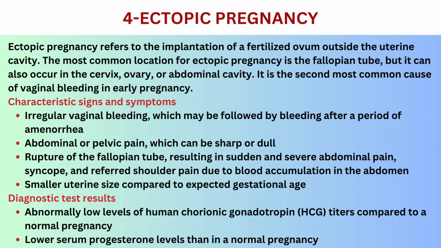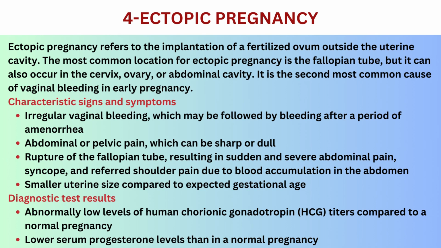The characteristic signs and symptoms: irregular vaginal bleeding, which may be followed by bleeding after a period of amenorrhea, abdominal or pelvic pain, which can be sharp or dull, rupture of the fallopian tube resulting in sudden and severe abdominal pain, syncope, and referred shoulder pain due to blood accumulation in the abdomen, smaller uterine size compared to expected gestational age.